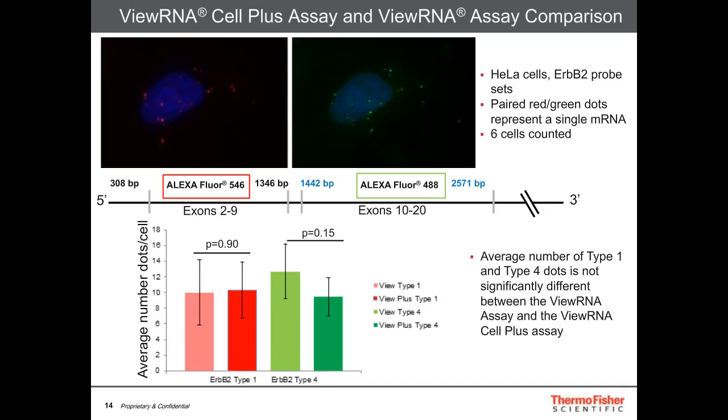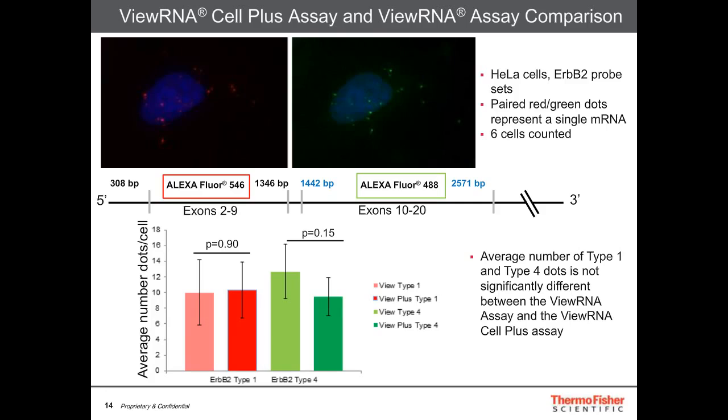And we counted 6 cells. If we look at the average number of dots per cell, the reason why we can quantitate it this way is because the ERB2 message is expressed at very low levels in these cells. So it allows us to see individual dots and count them.